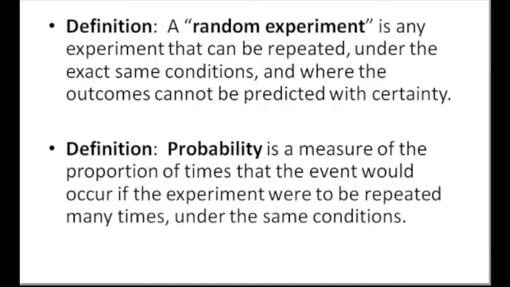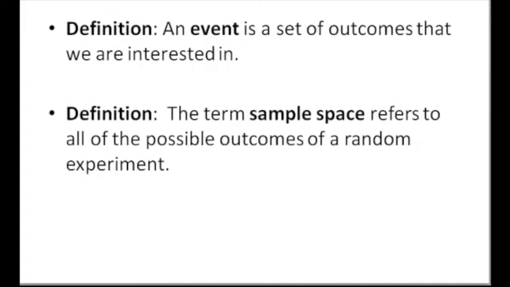Probability is a measure of the proportion of times that the event would occur if the experiment were to be repeated many times under the same conditions. An event is a set of outcomes that we're interested in. The term sample space refers to all of the possible outcomes of a random experiment.